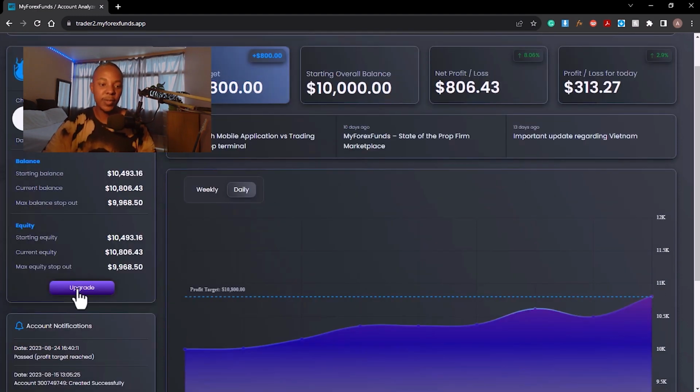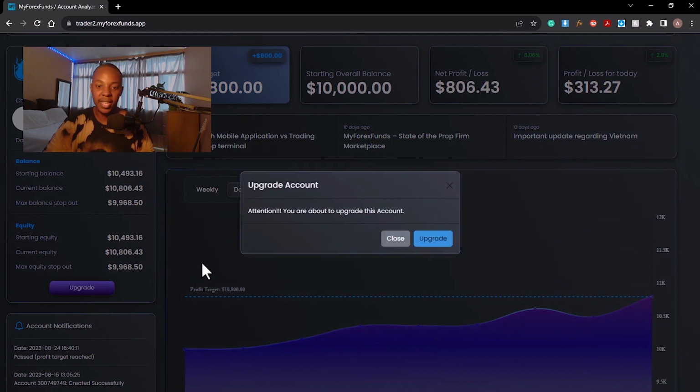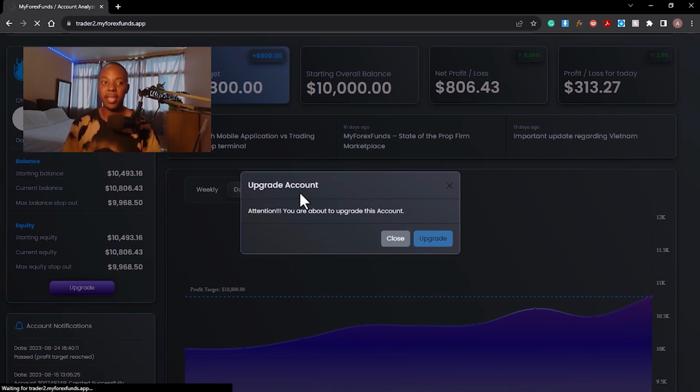And then all I have to do is click the upgrade, and then yes, upgrade, and I'll be going to phase 2. So I'm kind of excited about that, and I can't wait.